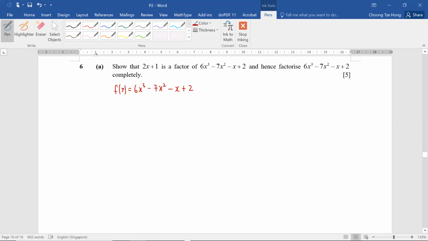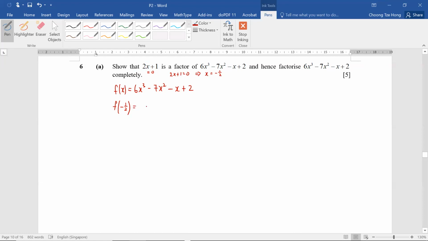Alright, so if we want to prove that 2x plus 1 is a factor of this cubic polynomial, then if you recall, we need to find f(-1/2). If f(-1/2) is equal to 0, then 2x plus 1 will be a factor of the cubic polynomial. Right, so how do I get negative half? Basically, we want to make this one 0. So we want to make 2x plus 1 equal to 0. So if you find x, x will be negative half. Okay, that's how we got this f(-1/2).